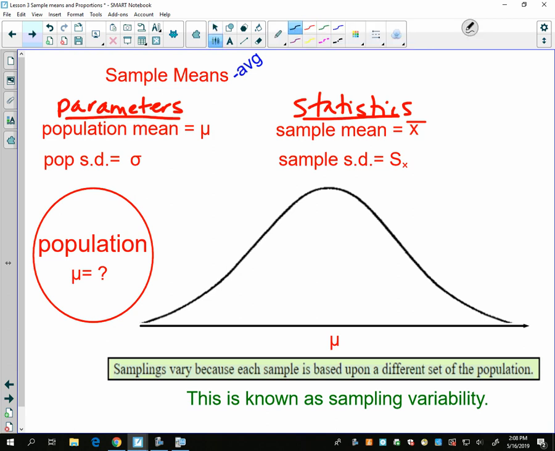So from the population, we take a sample and we average whatever I'm looking at here. I'll take the average of the sample, and that will be the x bar. Now, if I took a sample from the population and took an average from it, where do you think this sample mean would lie?